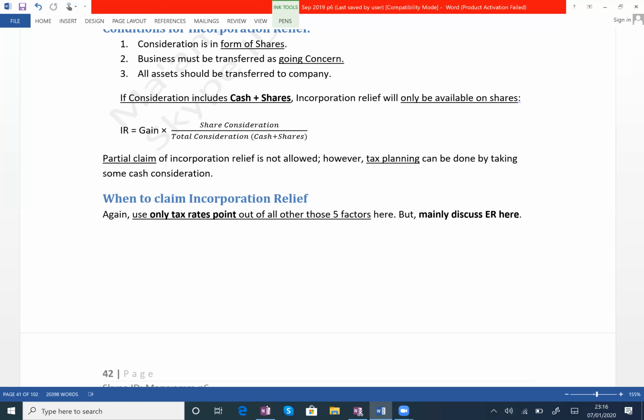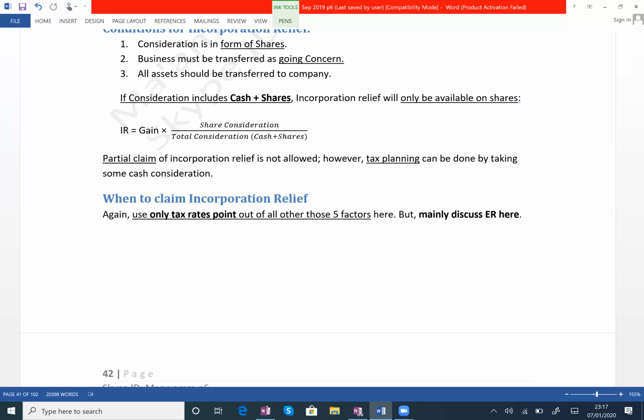Okay. So out of these 5 planning factors, in the incorporation relief topic you will use the tax rate point only. Third point of planning factors, not all points. So when the examiner asks when to claim the incorporation relief, meaning when it is suitable to defer the gain, then you will check only the tax rate factors and then decide when to defer the gain.